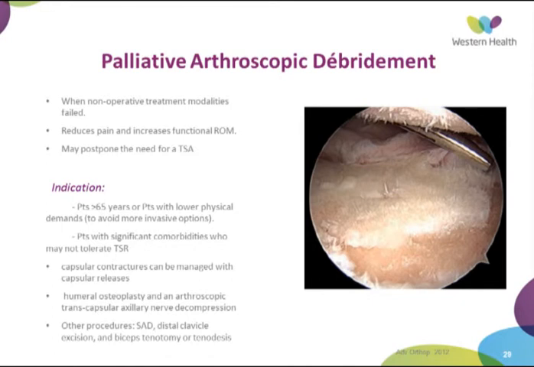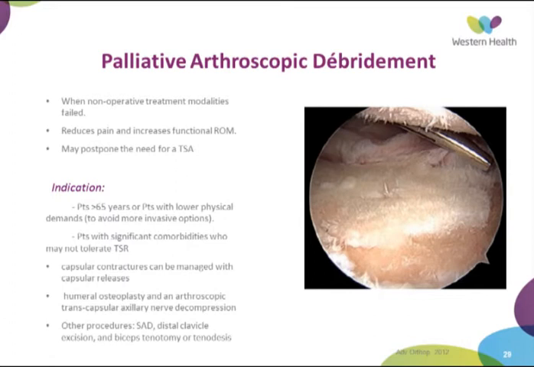The palliative arthroscopic debridement is used when the non-operative treatment fails. It reduces the pain and increases the range of motion and can delay the need for a shoulder replacement. It's a good option in people who are above 65 and have low activity demand, to avoid a big invasive operation. People who've got a lot of comorbidities and are not suitable for a shoulder replacement can benefit from these sorts of operations. If there are capsular contractures, they can be released through an arthroscopy.